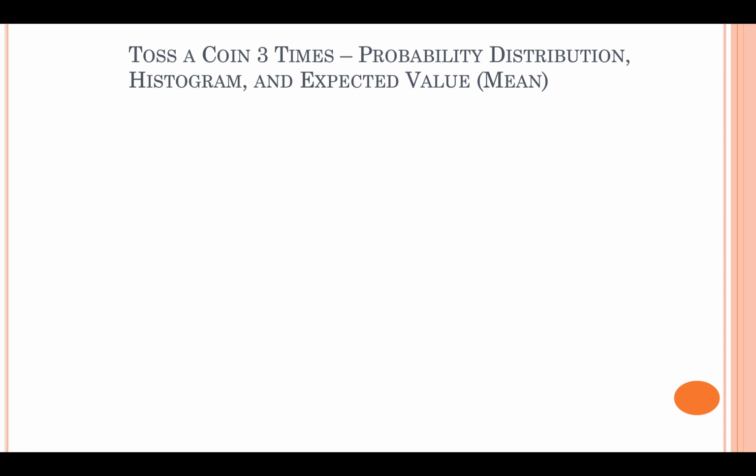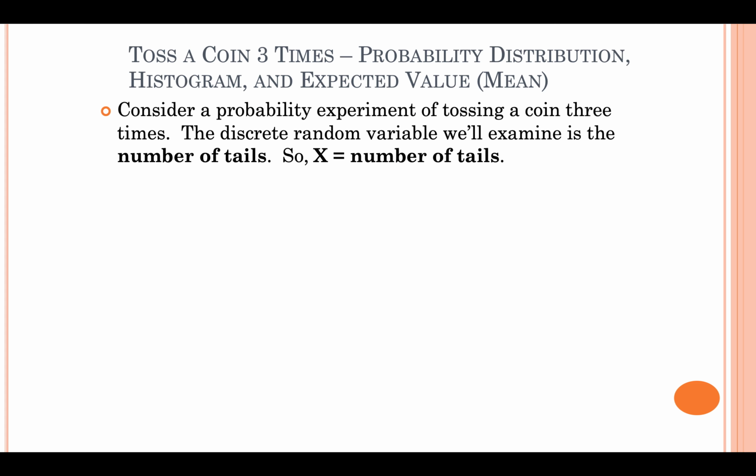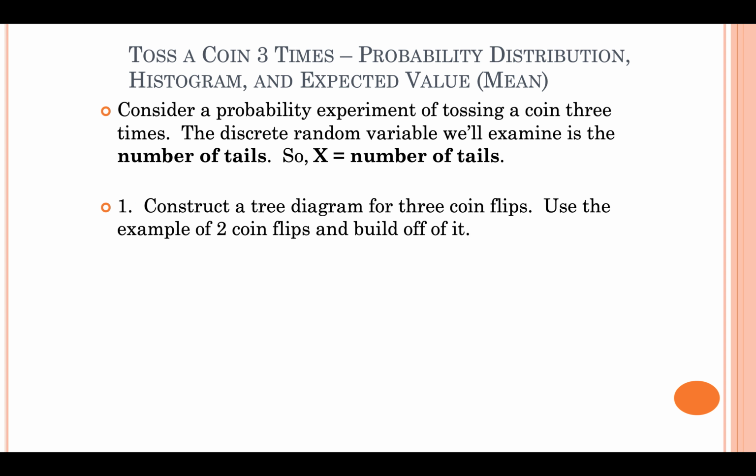So when you toss a coin 3 times, let's figure out what the outcomes are by first building a tree diagram. Okay, so when we consider the probability experiment of tossing a coin 3 times, the discrete random variable is going to be, in this case, we're changing it a little bit, the number of tails. So x is going to represent the number of tails. Like I had said earlier that there are two variables when flipping a coin, number of heads or number of tails. So this time we're changing our variable to number of tails.